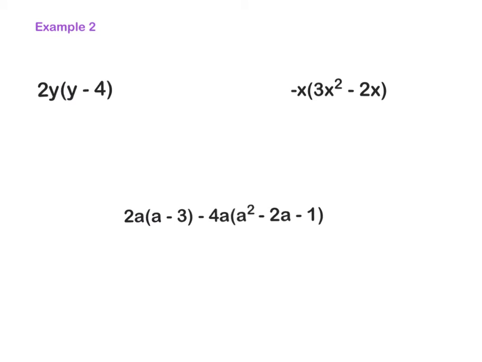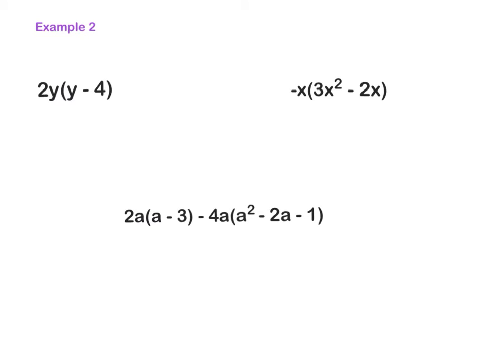Okay, so let's try example number 2. In this case, we have a term in front of the bracket, okay? So we did number multiplied by bracket. Now we have term multiplied by bracket. So we have a number and a letter in front of the bracket, and then a few terms in the bracket. And the rule is the same. We need to multiply it by every single term in the bracket.